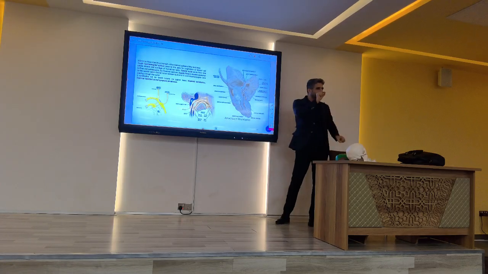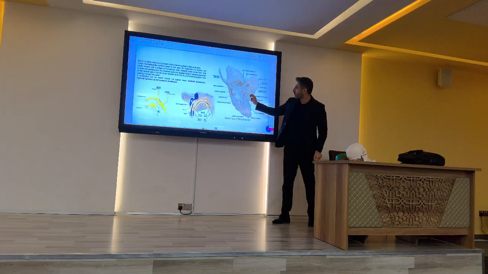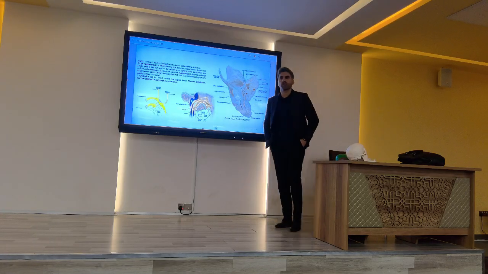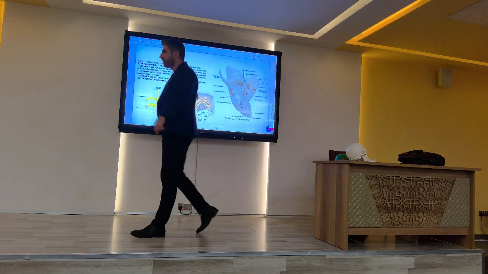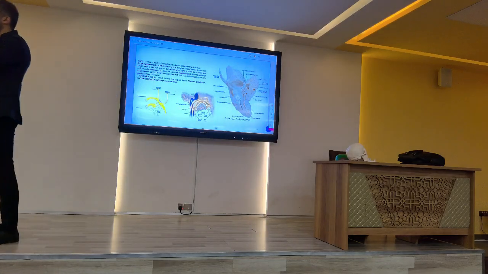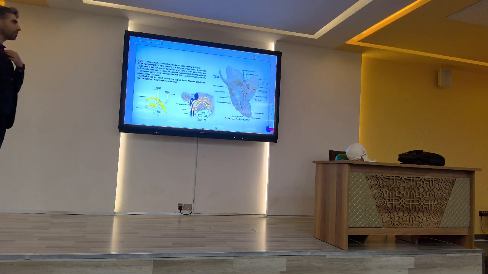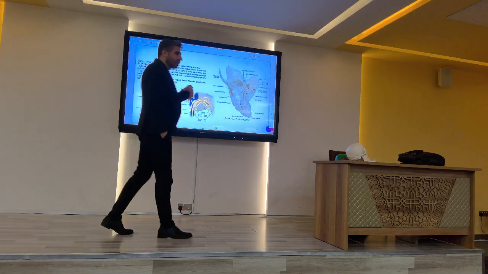The jugular fossa has 3 small foramens, one lateral, one medial, one anterior. We call them canaliculus. It's enough. You don't need to memorize them.